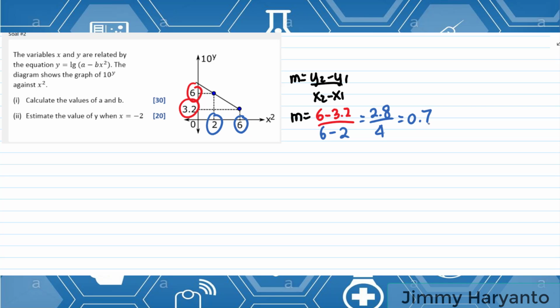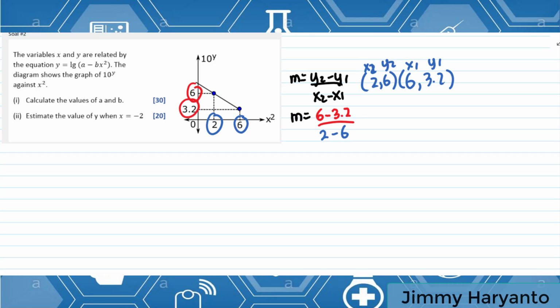Okay, so the gradient is, oh, sorry, I made a mistake. This should be 2 minus 6. So let's rewrite the points first. (2, 6) and (6, 3.2). Okay, this is y1 x1 and this is y2 x2. y2 3.2 minus y1 6, over x2 6 minus x1 2. The answer will be negative 0.7. Negative 0.7. That is the gradient.